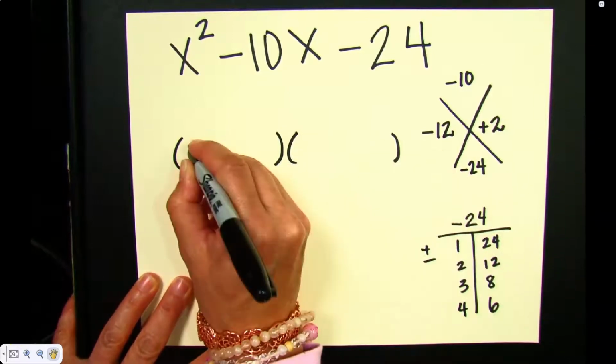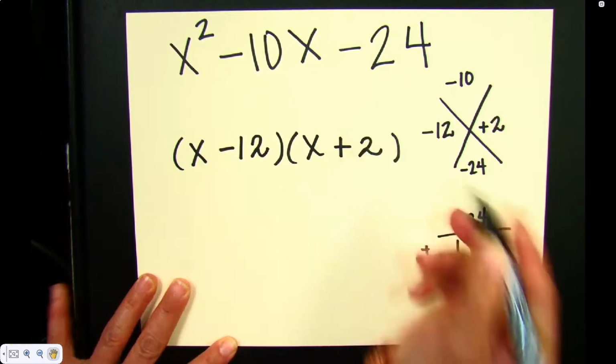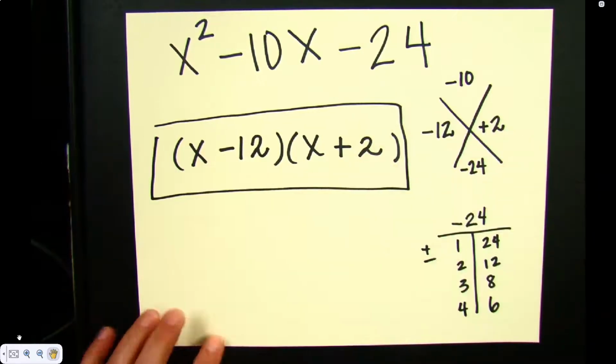So I'm going to draw my parentheses. I'm going to split up the x squared, and x is going to go here, and then an x is going to go in the other set of parentheses, and we just put those exact numbers in. That is it. That is in factored form.